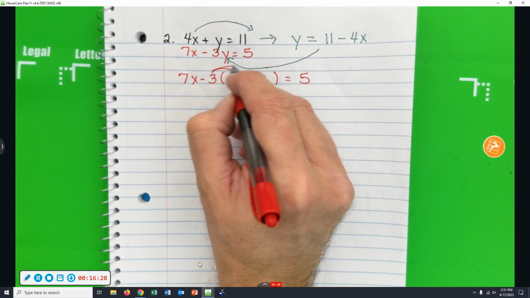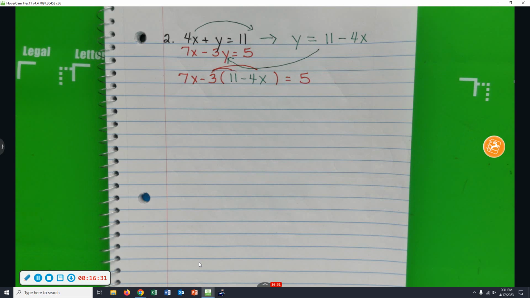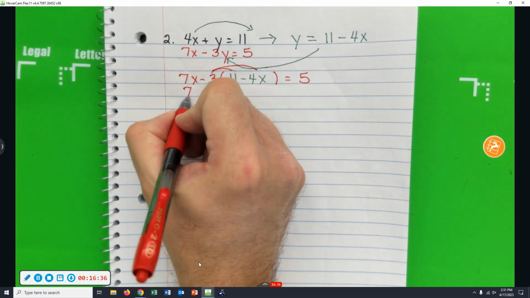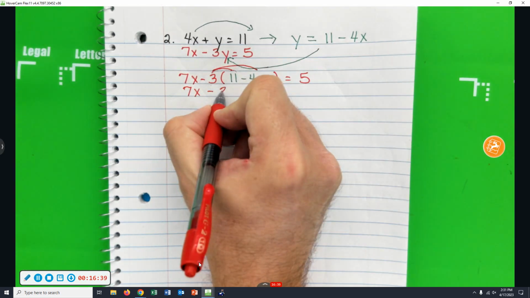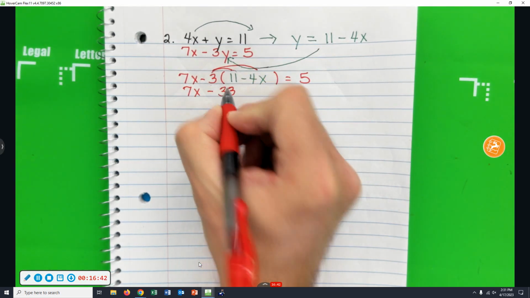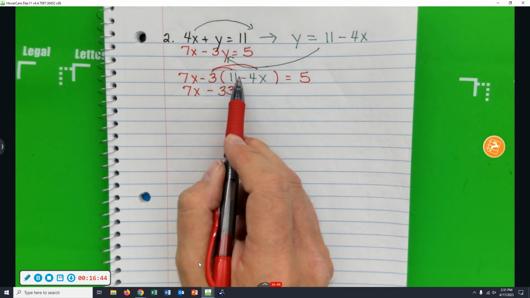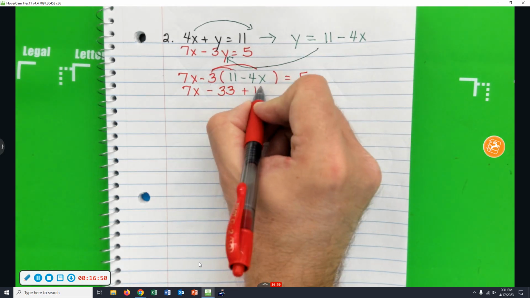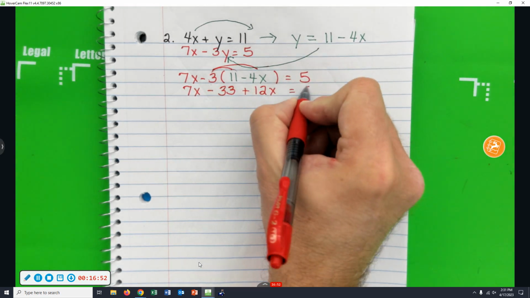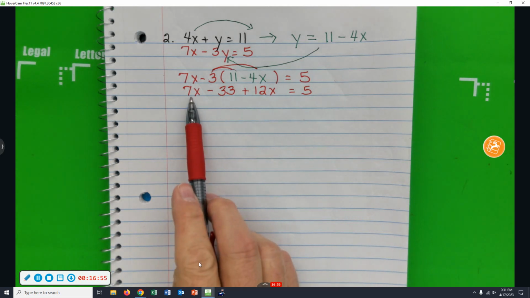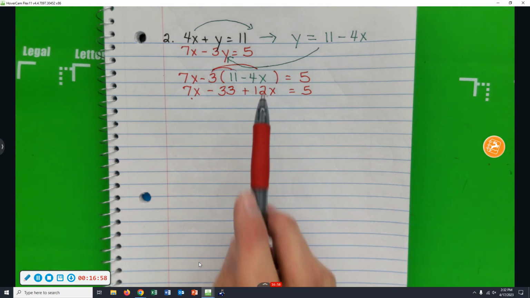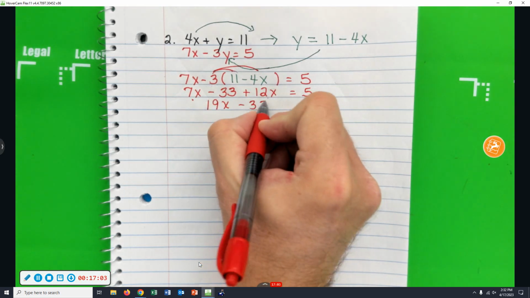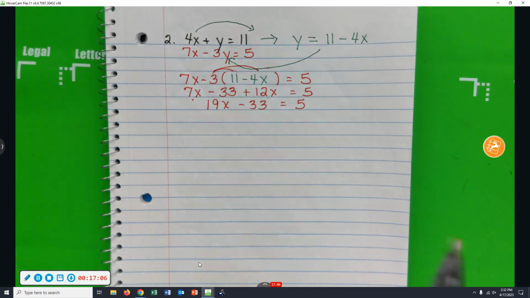Distribute and distribute. So if I distribute this 3, I have a 7x, negative, so it'd be a negative 33 and then a plus 12x. Did y'all hear that? Okay, so combine the 7x and the 12x. That'll give us 19x minus 33 equals 5.